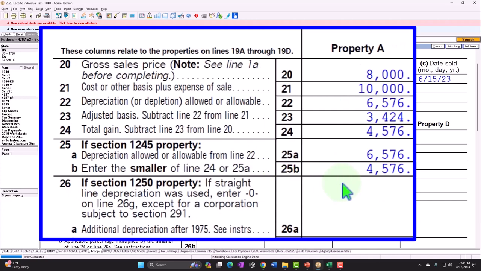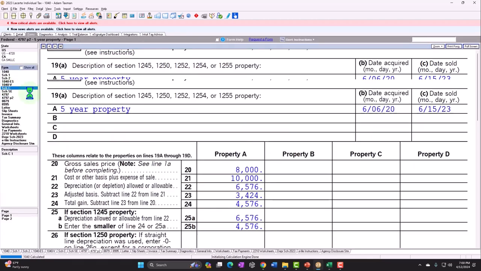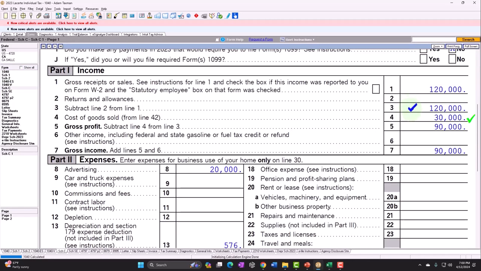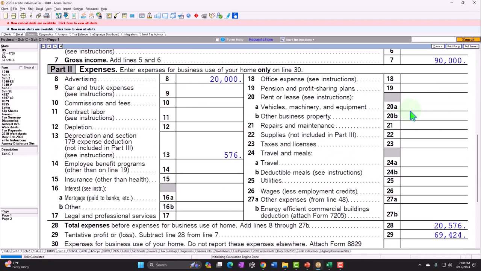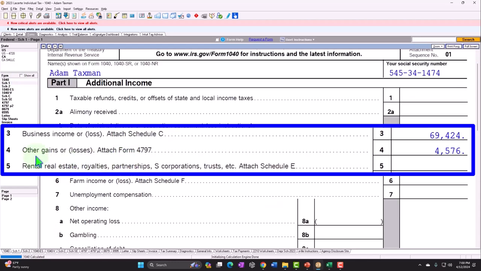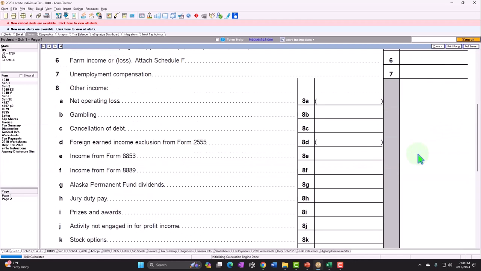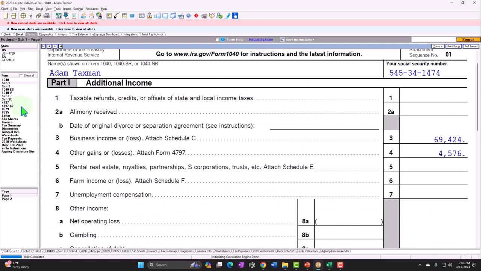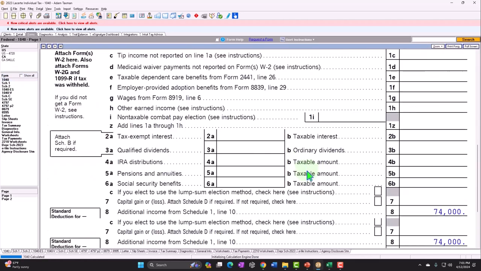Now this gets into the issue of, well, where should that gain go? Because you'd think if I go over to the Schedule C, you see that we have this deduction here, but we don't have that gain up top in income. It's not being put on the Schedule C. Where is it going instead? If we go to the Schedule 1, we see it right here, line number 4, other gains or losses. So now we have this coming from Form 4797, which is going to be part of this going to the 74,000 here, which is pulling into the Form 1040.